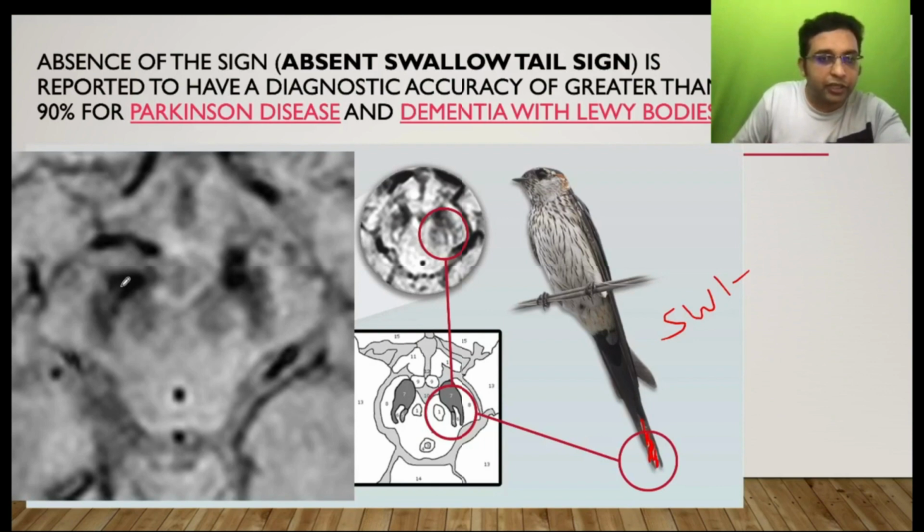So previously this is the swallowtail. So it should have been like this. Now the differentiation of the two fork-like things of the tail has been lost. So now it has become joined together. So this is the loss of swallowtail sign.